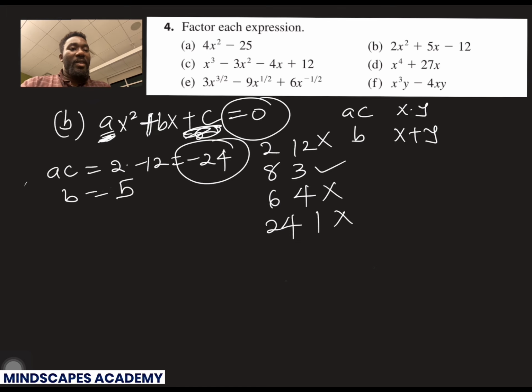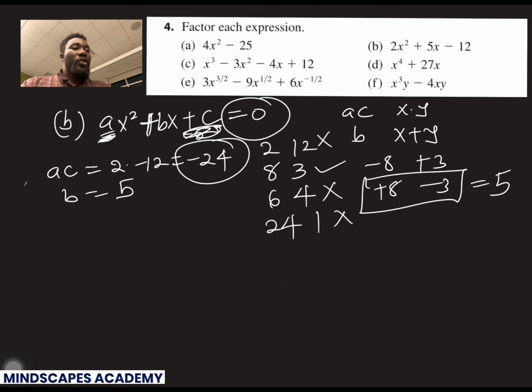But how? Because we need negative 24 for the product. So it is either negative 8 and positive 3, or positive 8 and negative 3. These two, when you find the product, you get negative 24. But how can you get positive 5? This is the only way: positive 8 and negative 3. So these are the two numbers. They give 5, so wherever you see 5 in your expression, you change it to positive 8 and negative 3.